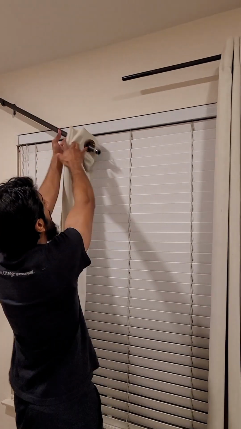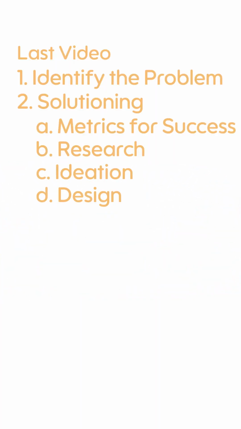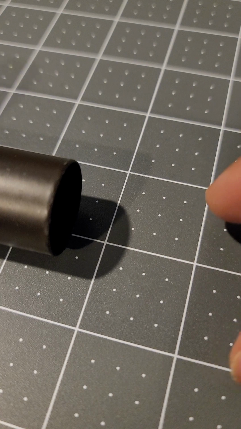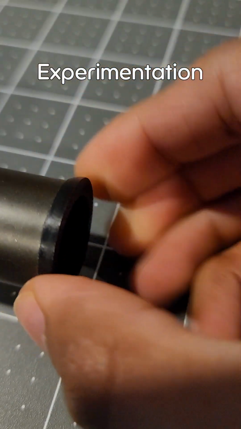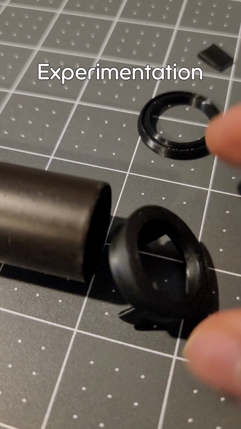In the last video, we identified the problem and explored solutioning and design. In this video, we're going to look at experimentation and the final solution to our problem. I 3D printed the parts, and with experimentation, we want to make sure we have the right fit before wasting time and filament. Experimentation is about iteration.